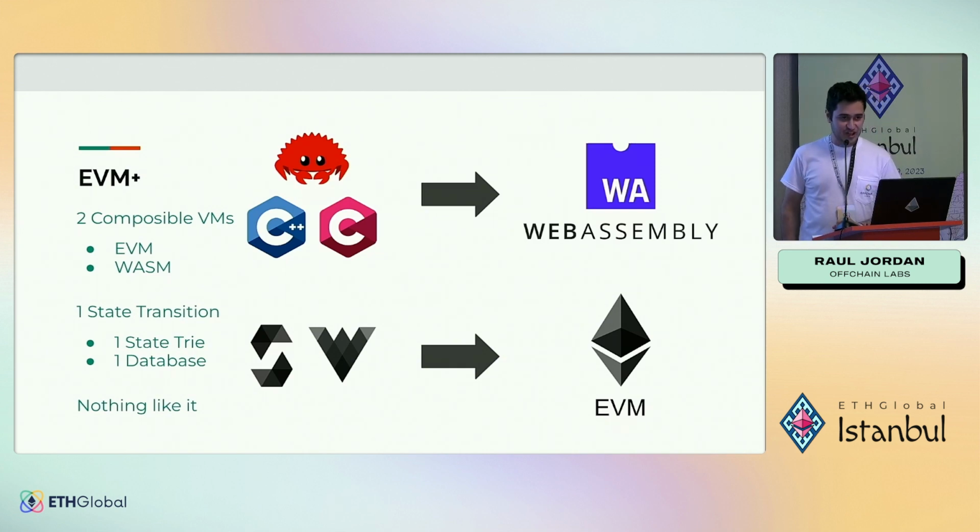We have one single state transition. We use the same state tree as Ethereum in the same database. And we combine two VMs, being the EVM and a WebAssembly runtime using a Wasmer backend. And we combine the two. There's nothing else like it.